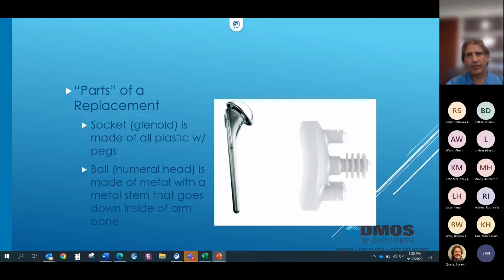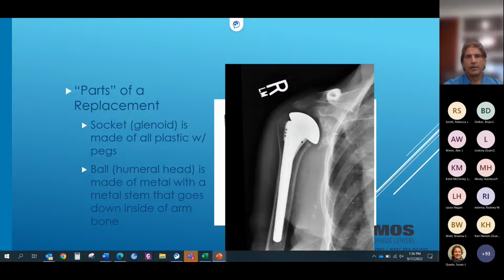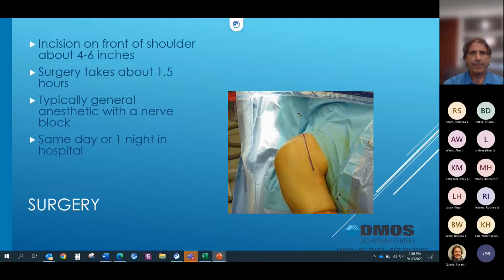They're not all like this. Some have what's called a keel, which would look more like the bottom of a boat, but most of the ones, and all the ones that I use, have pegs of some kind. Again, this is a shoulder replacement. It's got a highly polished metal alloy head, a plastic socket, and it may or may not have a stem.